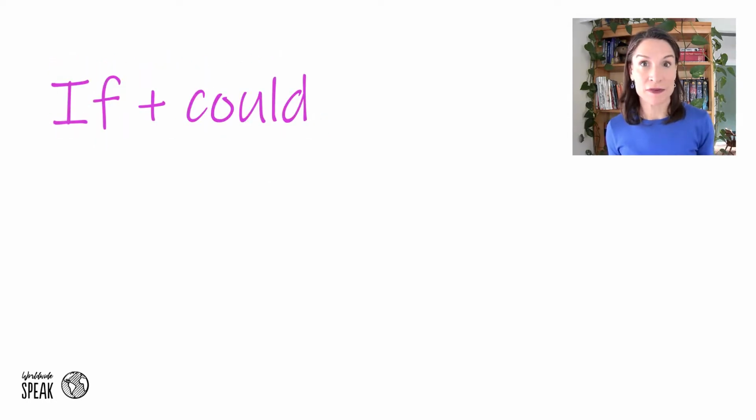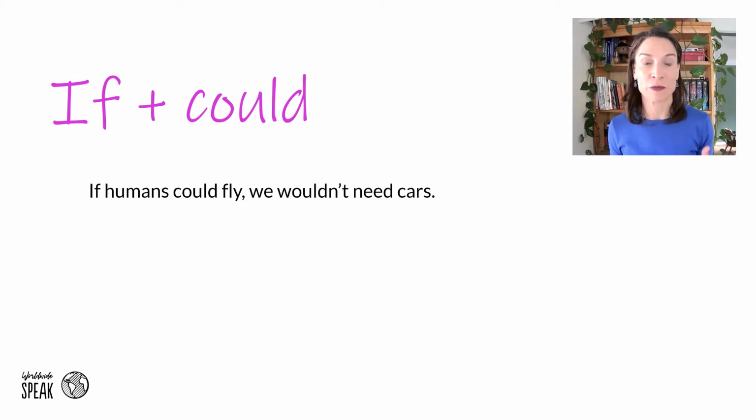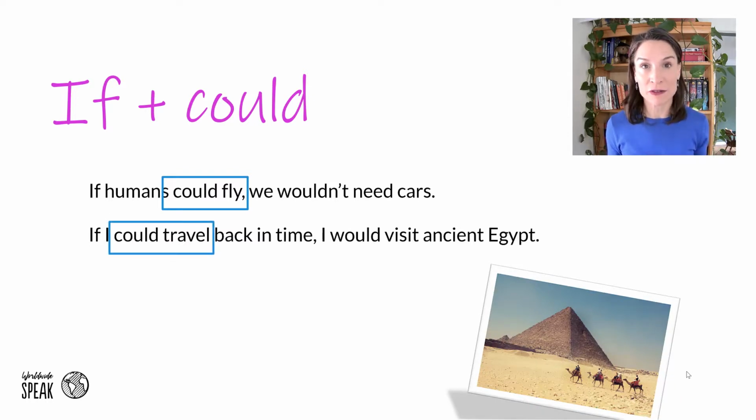And here's another type of sentence you might see. If humans could fly, we wouldn't need cars. So could is the past form of can. So you're going to see this sometimes in second conditional also because it is another past form. Or if I could travel back in time, I would visit ancient Egypt.